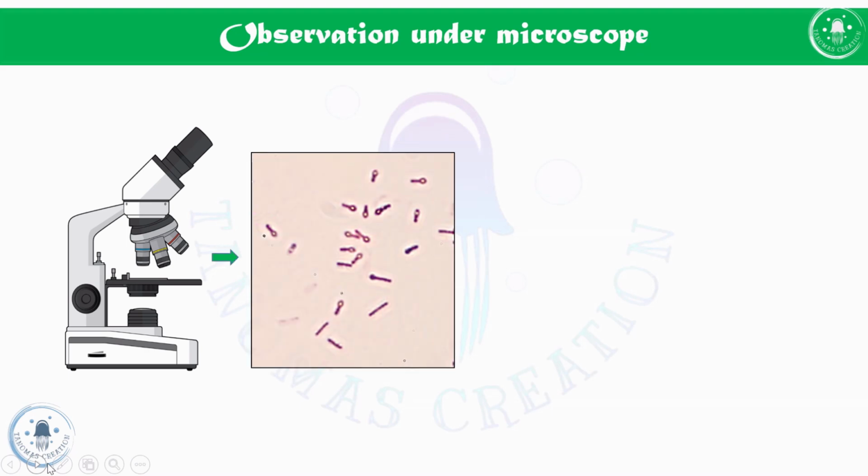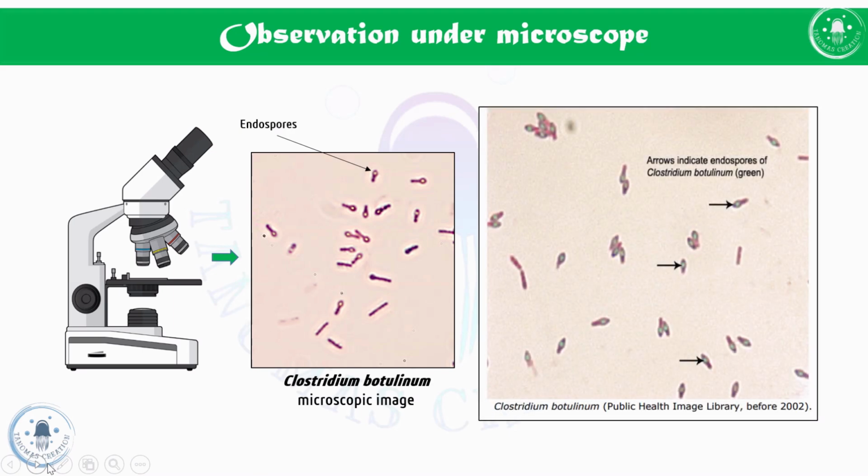So this is a microscopic image of Clostridium botulinum. This image is taken under a phase contrast microscope, and here you can see the whole cell has a different shape, and the endospore also has a different shape. It is somewhat badminton shaped. Okay, so this is the endospore of Clostridium botulinum.